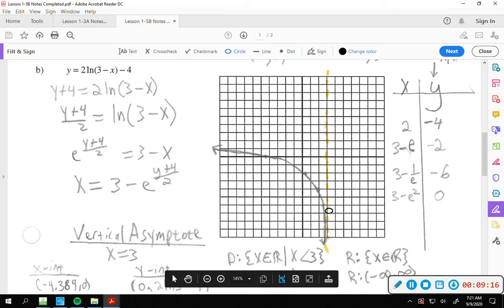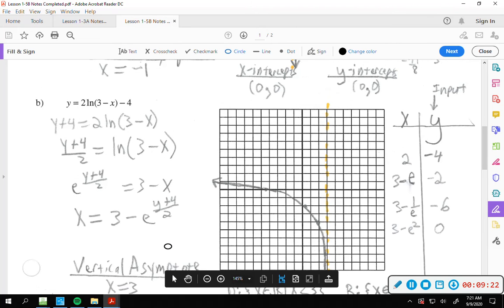We dot in this vertical asymptote. We got the domain, we got the range, here's the vertical asymptote. Now let's see if we can graph some points and show how it's approaching this vertical asymptote. Is it coming this way like we have graphed here? Maybe it's going this way.